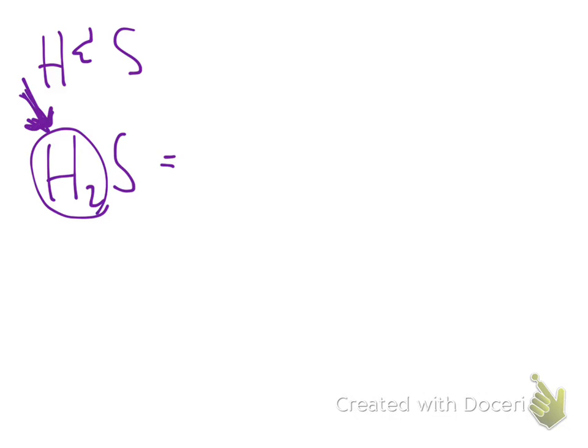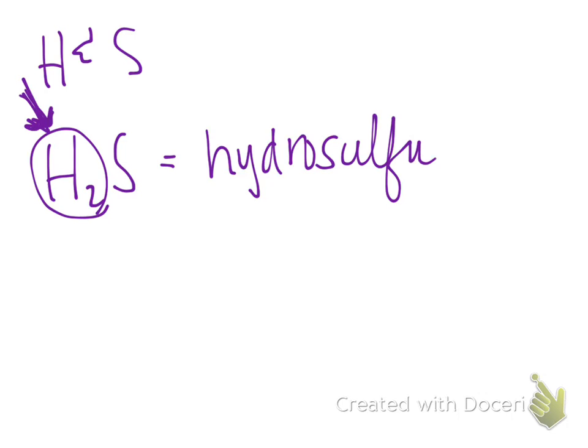Okay, so this one would be called hydrosulfuric acid. I'll give you some clues as to how we determine if it gets a hydro and what it should end with and all that kind of stuff. But that's the introduction for binary acids. So even though this isn't a halogen, that's okay. It's still hydrogen plus one other element. That's what makes it a binary acid.